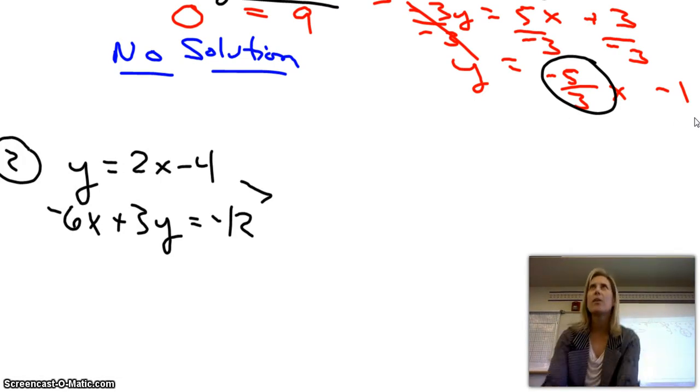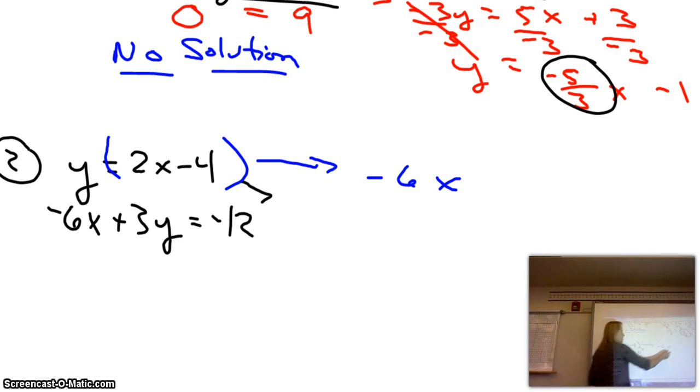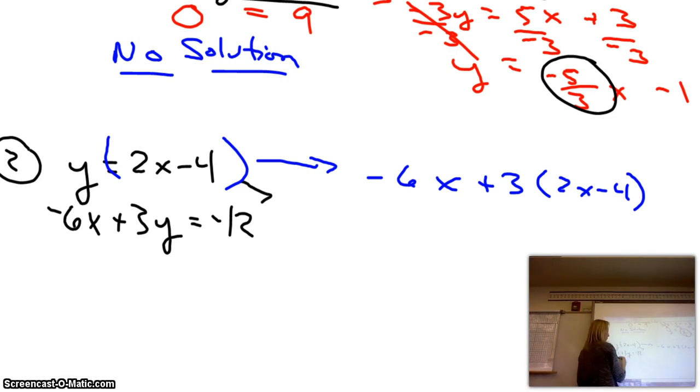Okay, so try this one. Here's another system of equations. How might a person choose to solve this system? If you weren't going to graph, you would probably do what? Substitution. Why substitution, Sabrina? Good. We already have an isolated variable, right? So substitution. Plugging that expression in for y. So we come over here, we plug y into the second equation. Negative 6x plus 3 times 2x minus 4 equals negative 12.